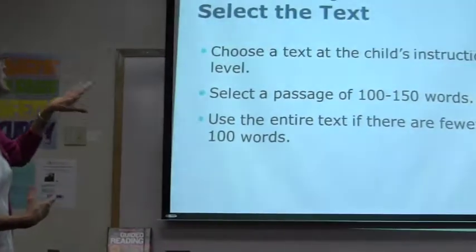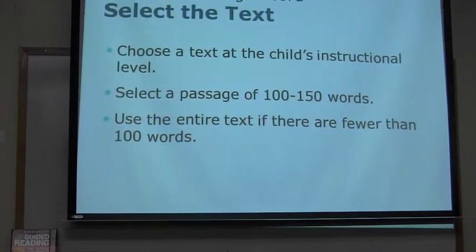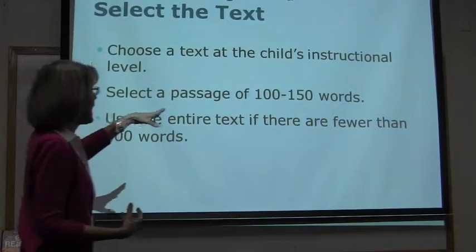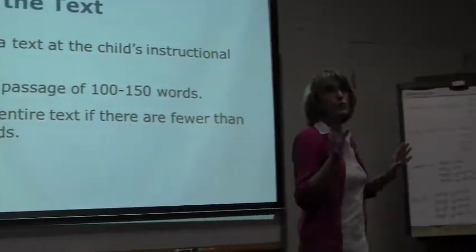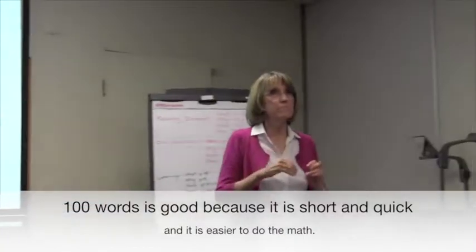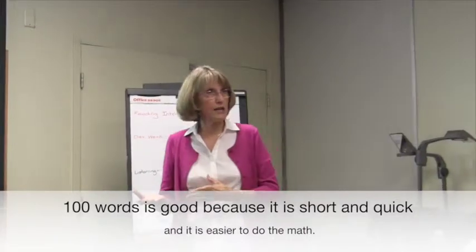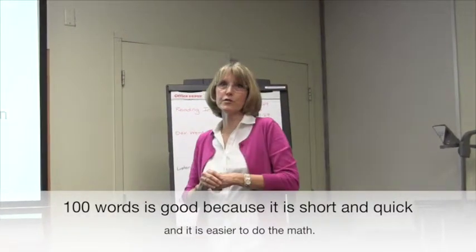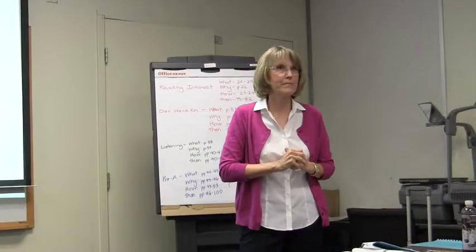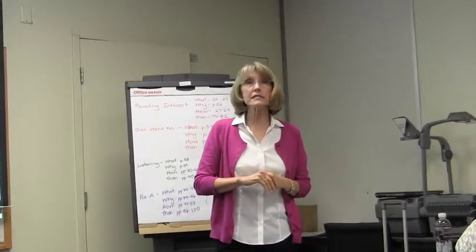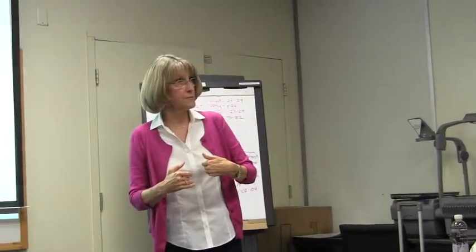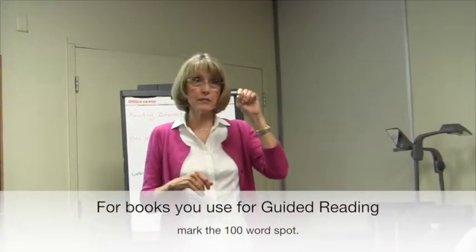So you're going to choose a text at the child's instructional level. You'll select a passage. I like right around 100 words because, first of all, it's quicker to take the running record, and if it's 100 words, it's very easy to do the math. If you look inside guided reading books that I use, I will count out 100 words and pencil in 100.